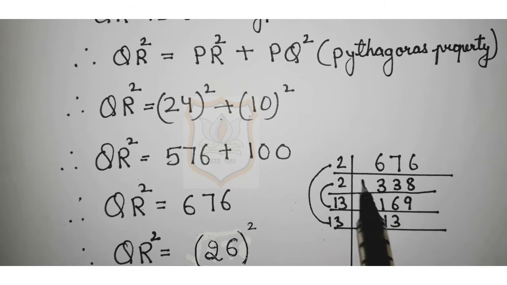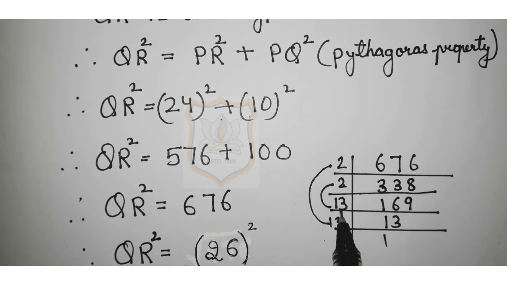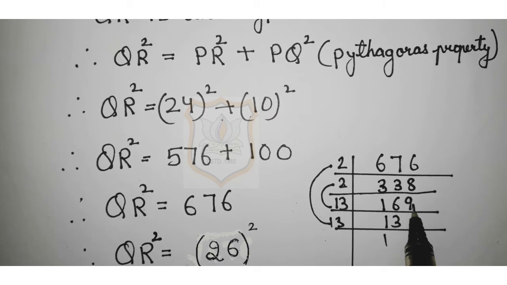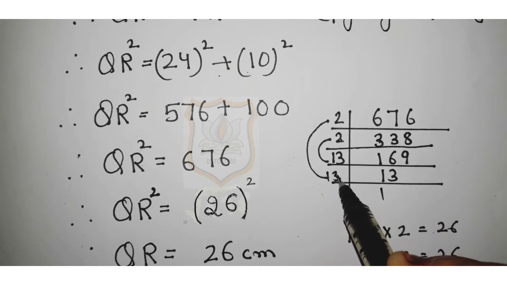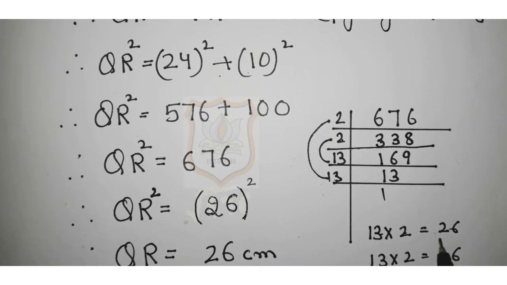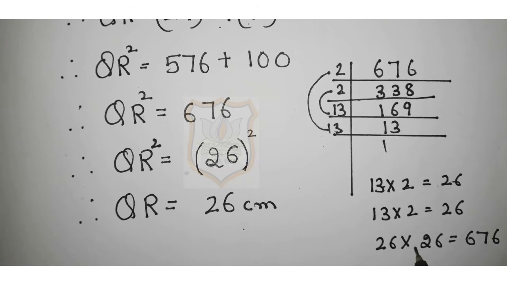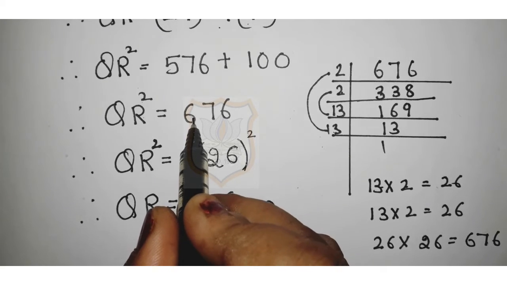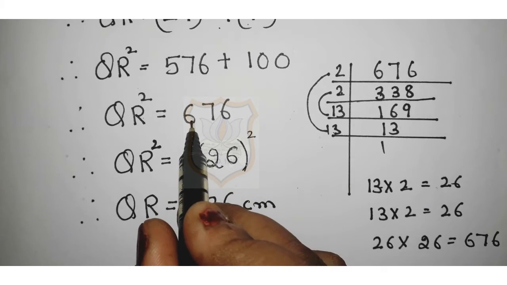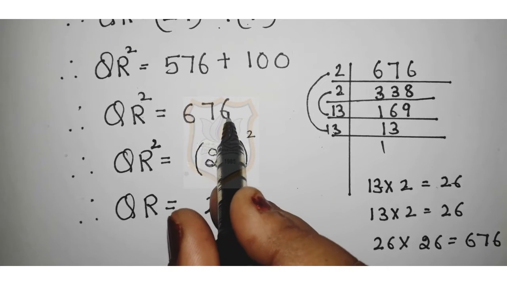676. So 2 times 338 is equal to 676. Again 2 times 169 is equal to 338. Then 13 times 13 is equal to 169. We can make pairs of them, 13 into 2 and 13 into 2. So 13 into 2 is equal to 26, and again 13 into 2 is equal to 26. So we can say that 26 into 26 is equal to 676. Students, we can write 26 square in place of 676 because 26 square is equal to 676.